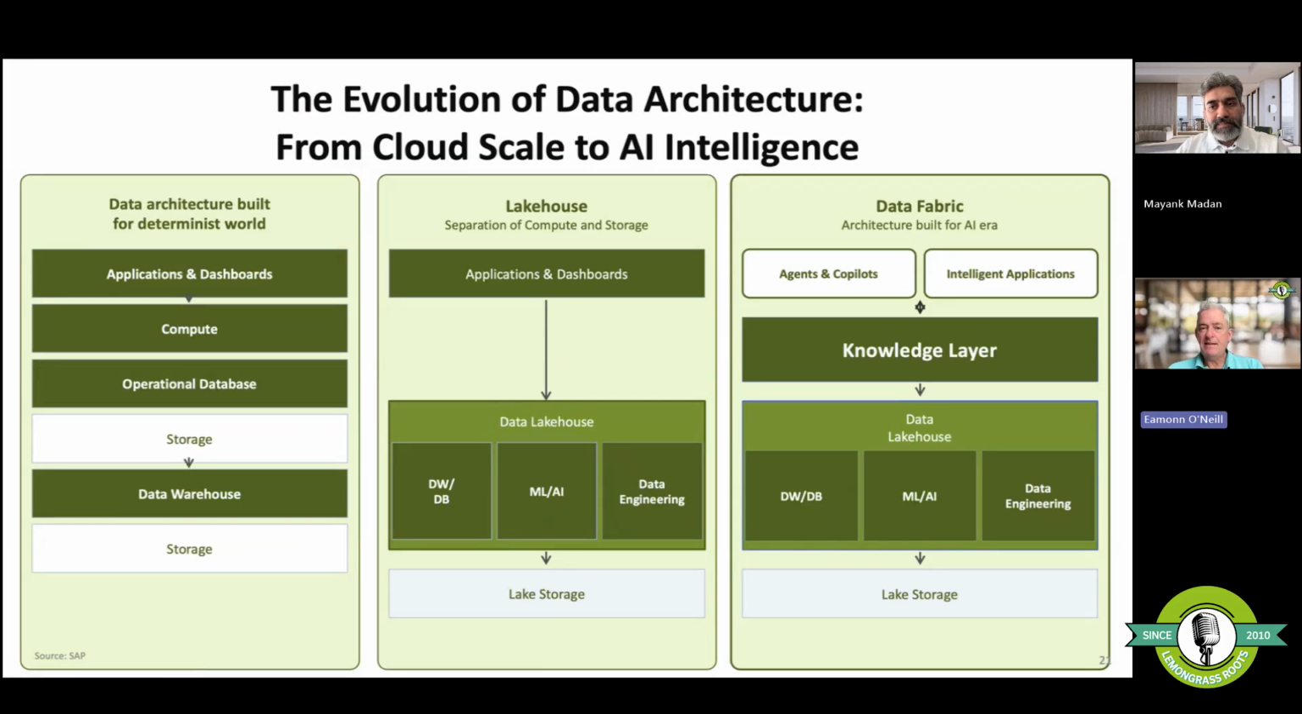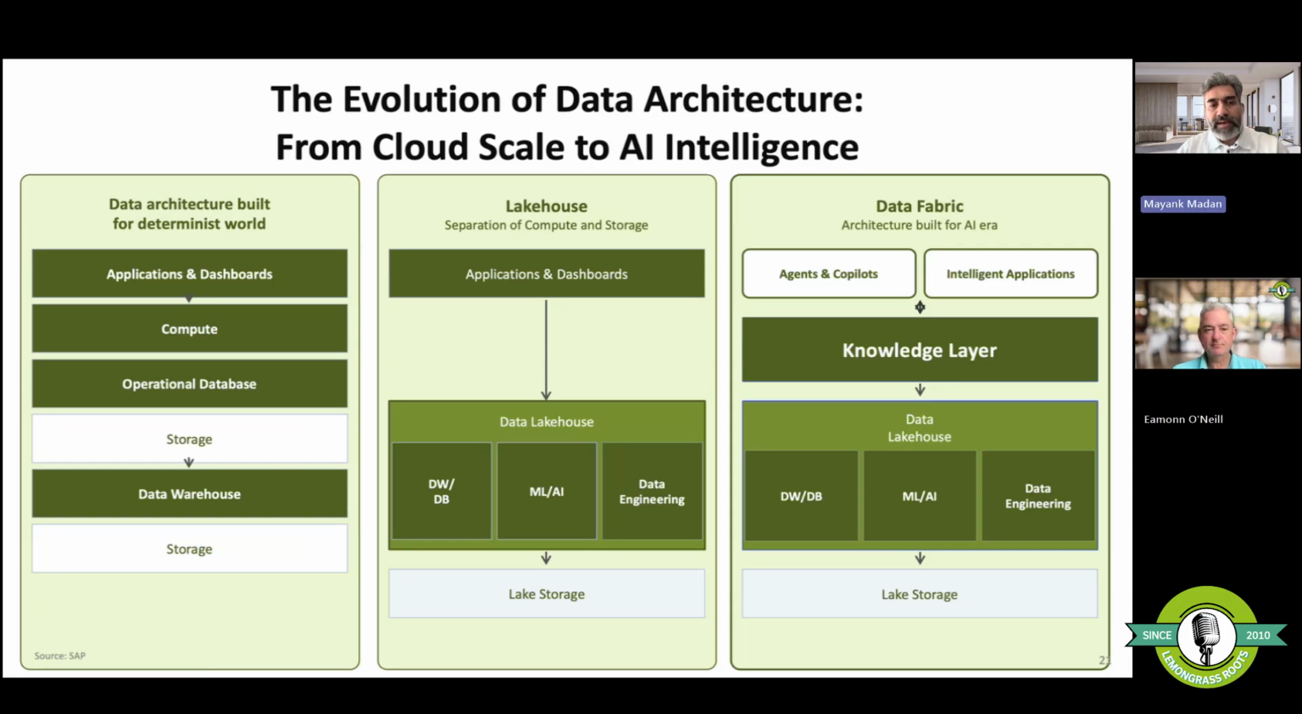So, Mike, let's kick off by talking about the evolution of data architecture. And we all know there are new tools being released by SAP and, of course, by a lot of non-SAP partners. Can you talk us through your perspective on the history of this and where we are today?